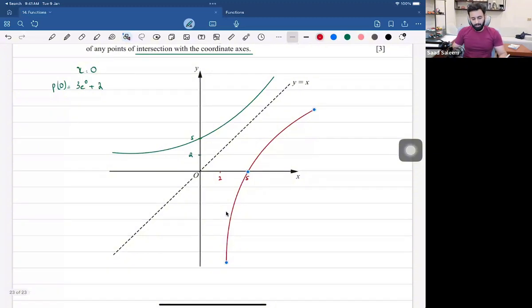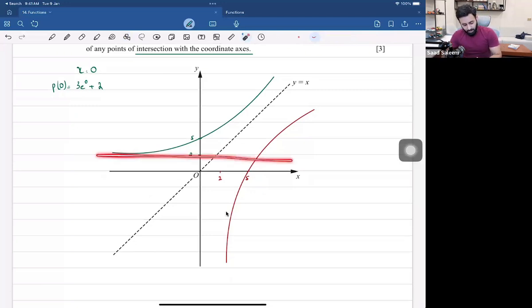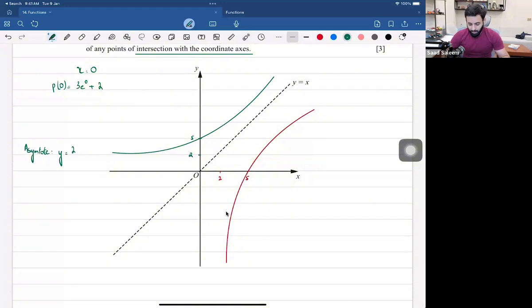I'll repeat the inverse part. In the inverse part, we are making x into y and y into x, okay? Now this is an asymptote. What's the equation of the asymptote of this graph? y equals 2. For the inverse graph, the equation of the asymptote will be equal to 2, but not y. It will be x equals 2. So the equation of the asymptote for the inverse graph will be x equals 2.